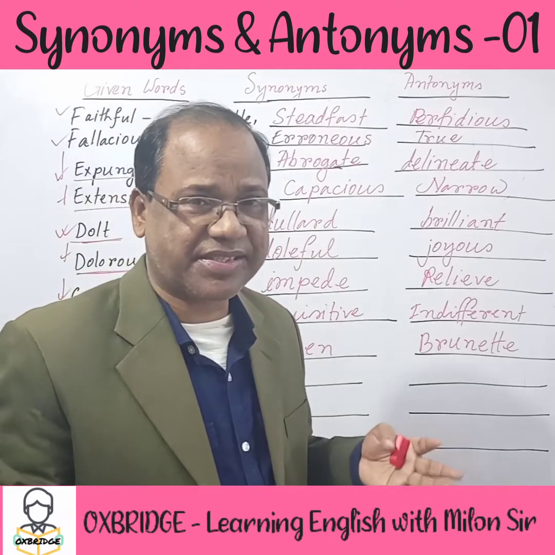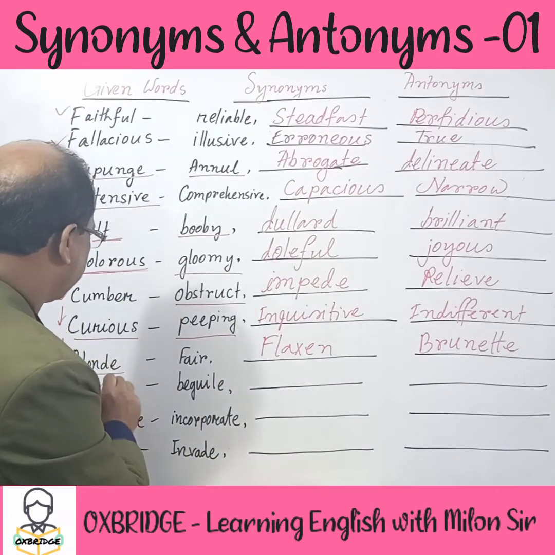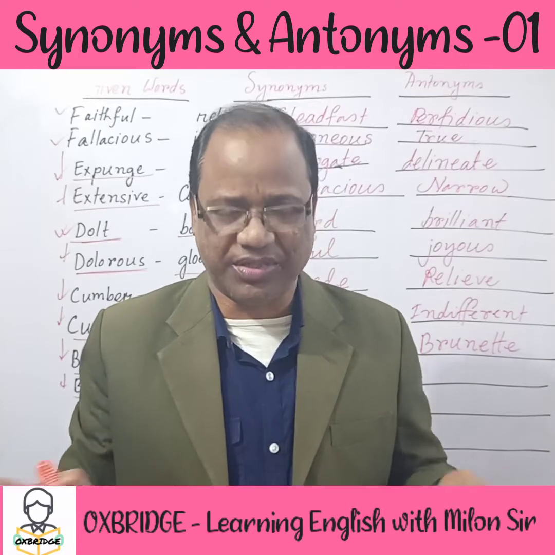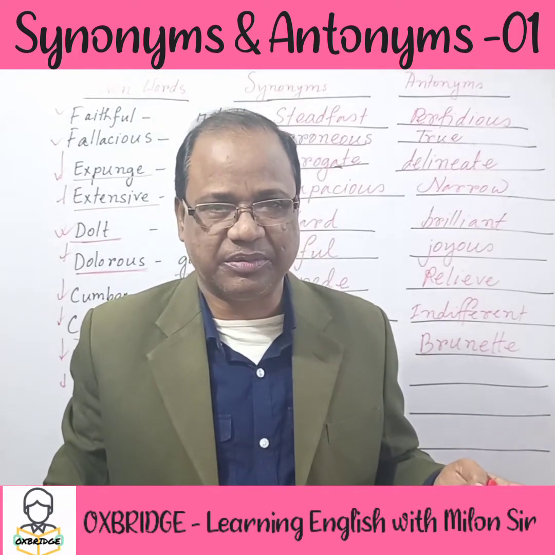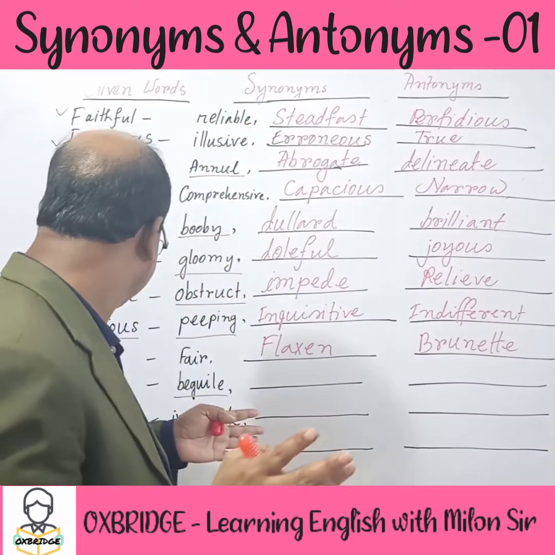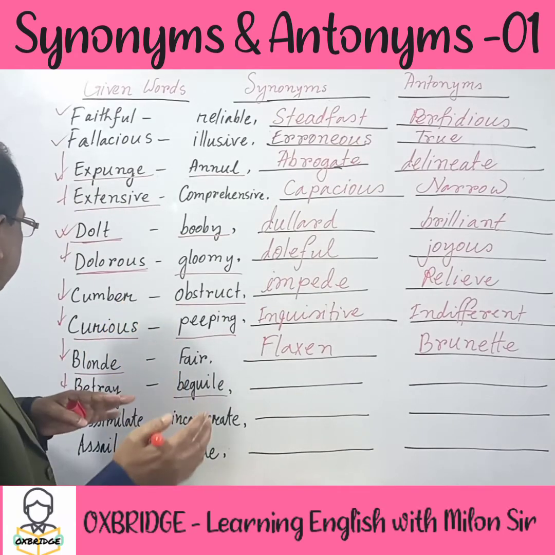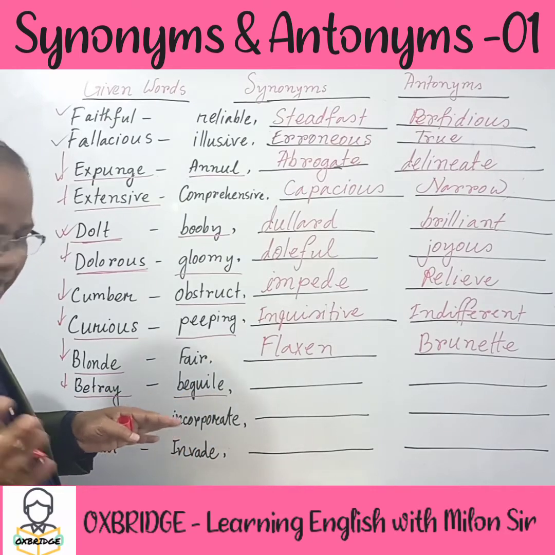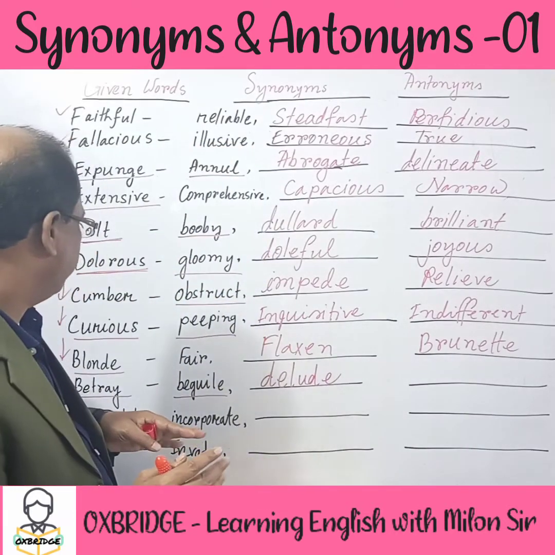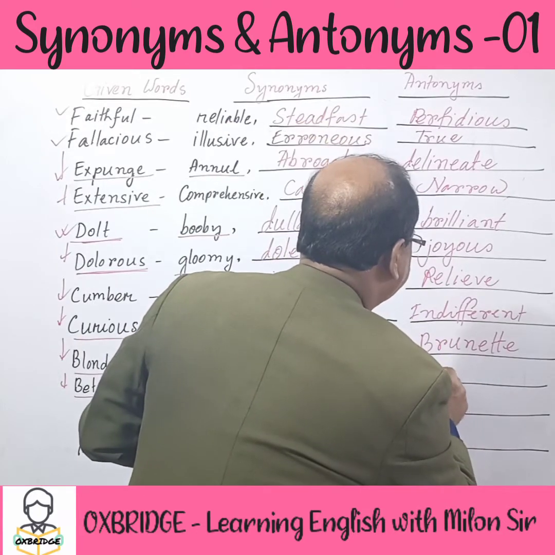Dear learners, our next given word is betray. Betray means beguile. Beguile means, we know, to cheat someone or somebody. But we know that cheating is a very bad thing. We shouldn't cheat someone. So betray means beguile, and we can write a synonym for these two words, delude. So betray, beguile, delude have the same meanings, and their antonym can be befriend.